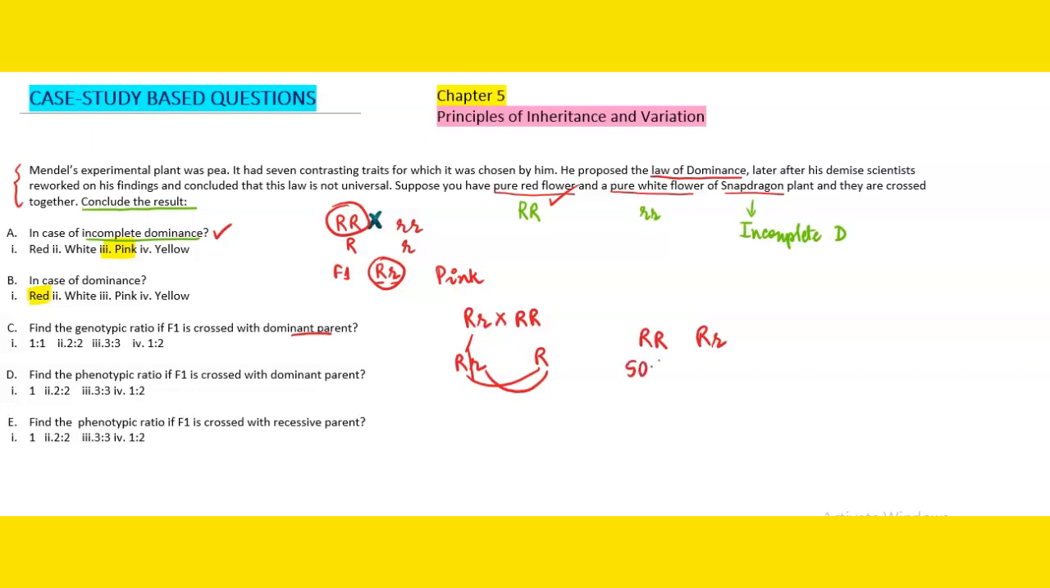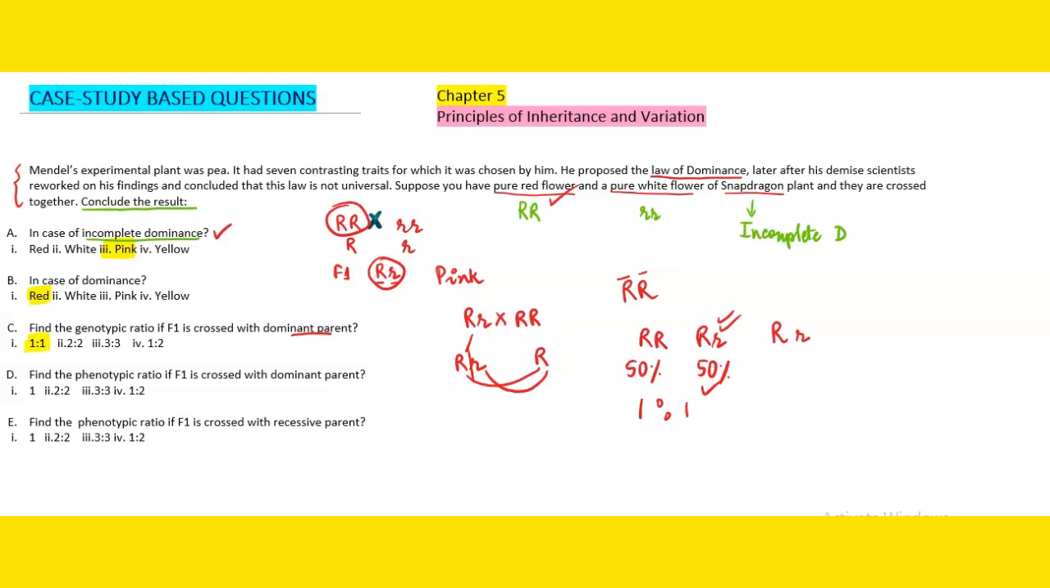So 50% of the individuals will have homozygous dominant genotype, and 50% will have heterozygous genotype. This is heterozygous, capital R, small r, because one dominant allele is there and one recessive. Whereas in capital R capital R, both the alleles are the same, and whenever they are the same, we call them homozygous, and because the dominant allele is there, we call it homozygous dominant. So in this case, our genotypic ratio will be 1:1. So we will pick option 1.